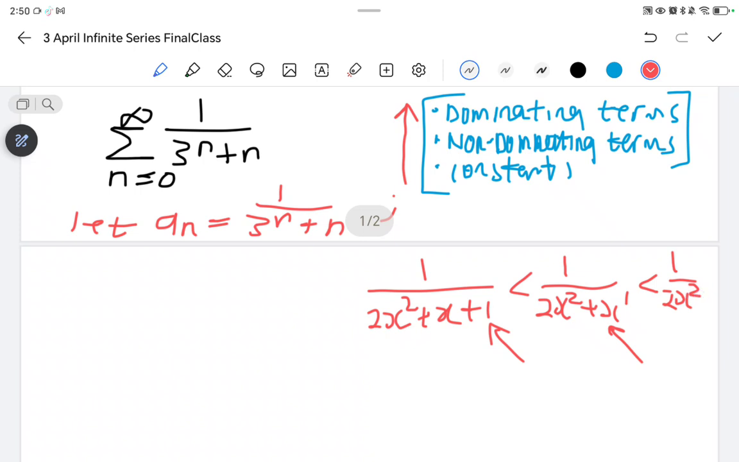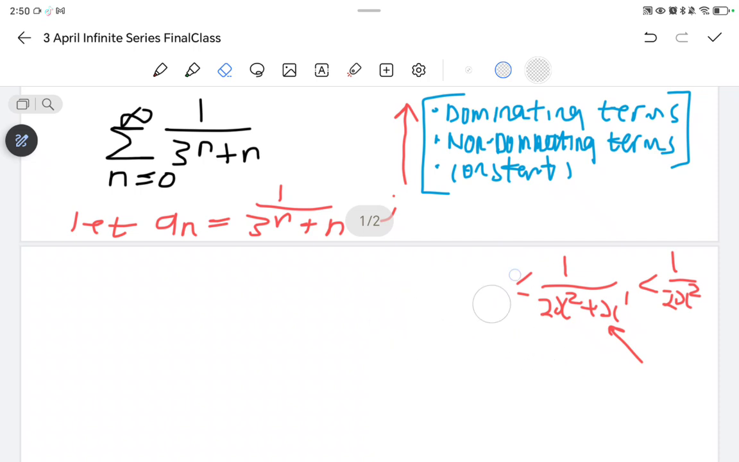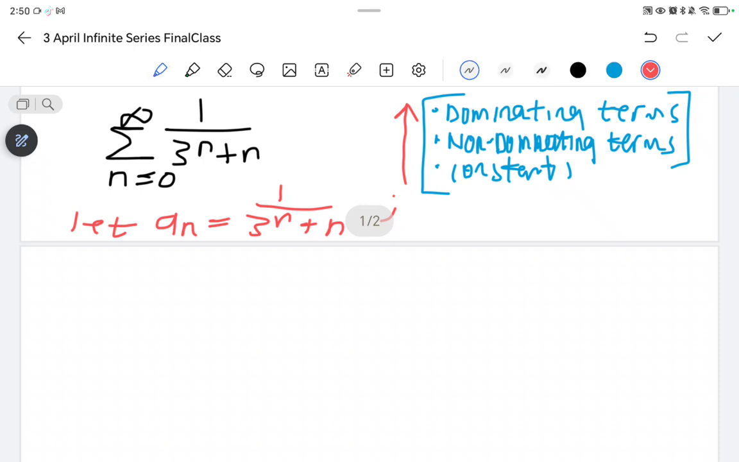So coming back to the question that we have here, which is B, this series. If we're going to find b of n, we are going to eliminate this n because it's the non-dominating term. This one dominates. So this would be 1 over 3 to the n. We agree, right?